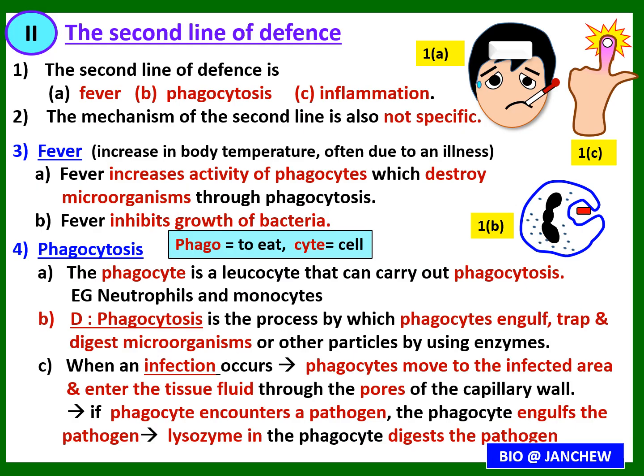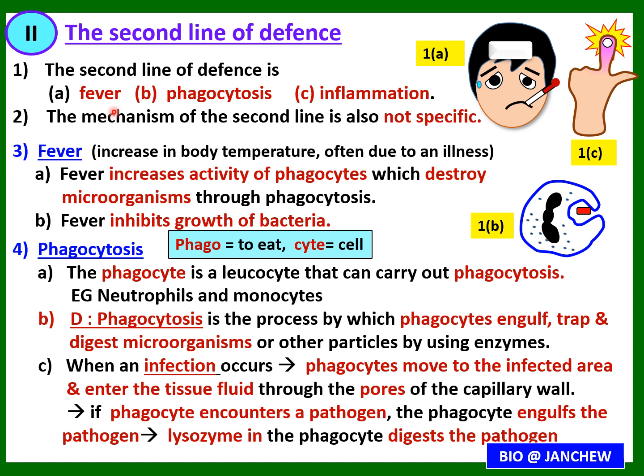We have already discussed the first line of defense. Let us now go on to the second line of defense. So if a pathogen or microorganism manages to get past the first line of defense, then it will have to face the second line of defense that will try to destroy it too. So the second line of defense includes fever, as shown here, phagocytosis by the phagocytes, and C, inflammation, where part of the body becomes hot, red, swollen, and painful.